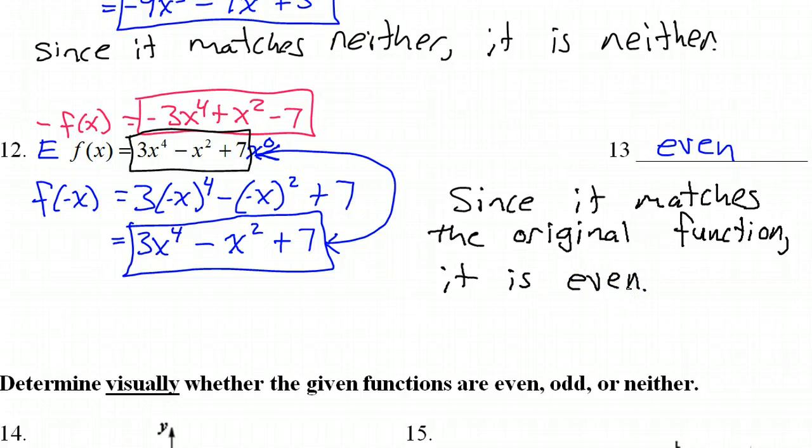Alright, so that's how it works. You always do the opposite function and you find what you get when you substitute negative x in. If it matches the original function, it's even. If it matches the opposite function, it's odd. If it matches neither, then it's neither.